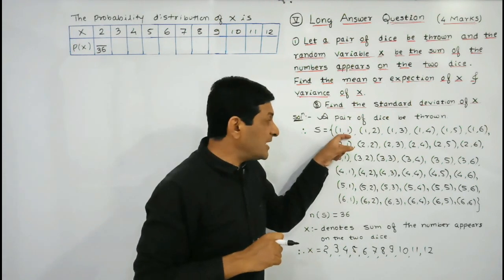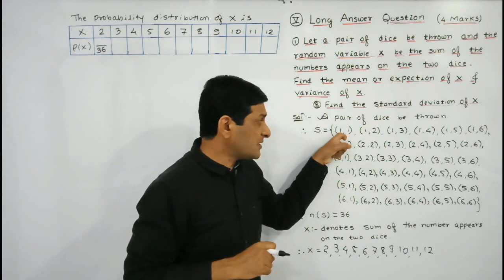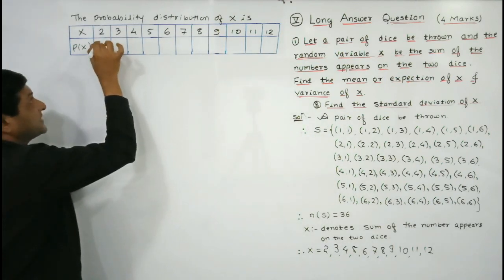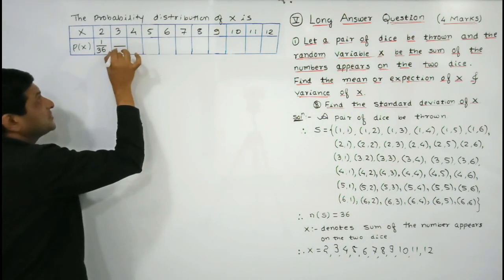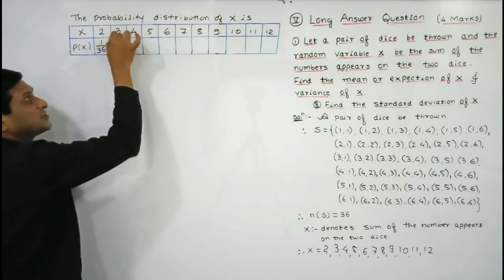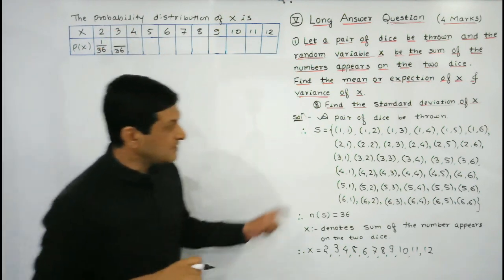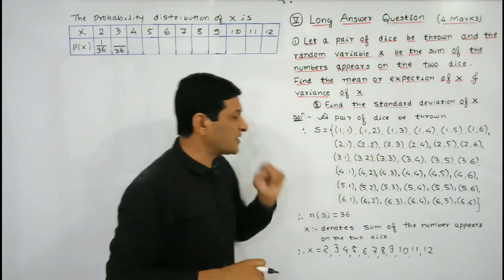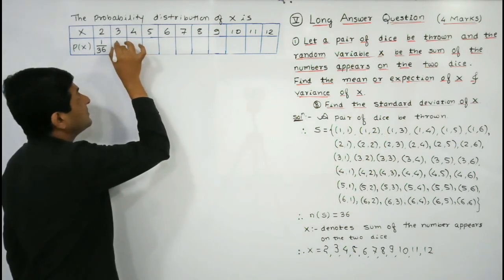So here is one element where the sum is 1 plus 1 is 2. It means only one element satisfies this condition. Again, from these 36 elements, find such elements where the sum is 3. How many elements are there where the sum is 3? Here 2 elements: 1 plus 2 is 3 and 2 plus 1 is 3. So in total we are getting 2 elements.